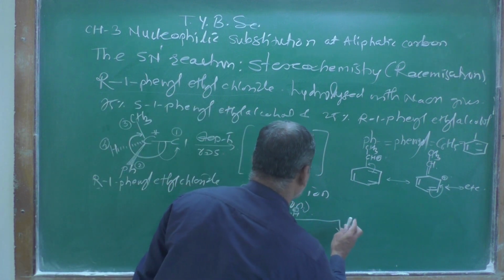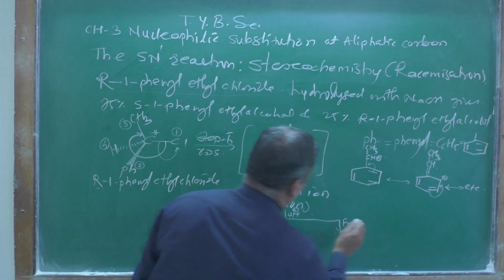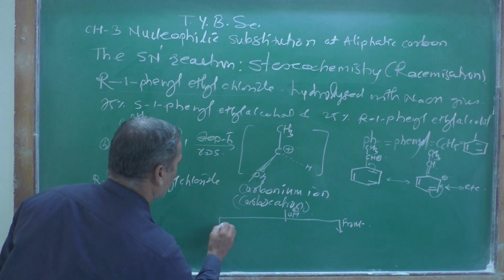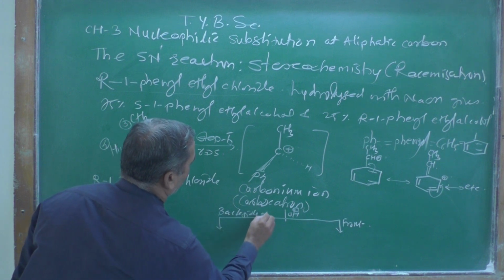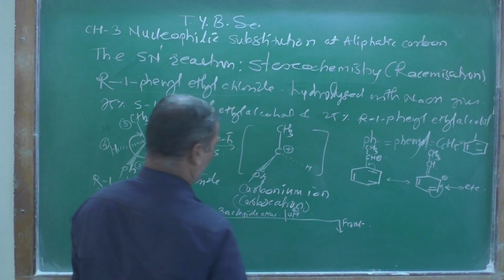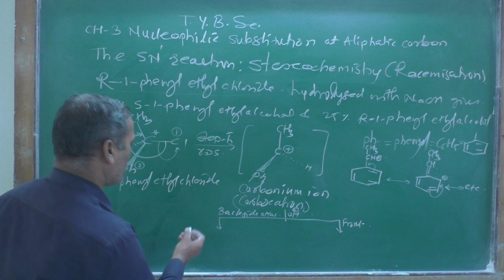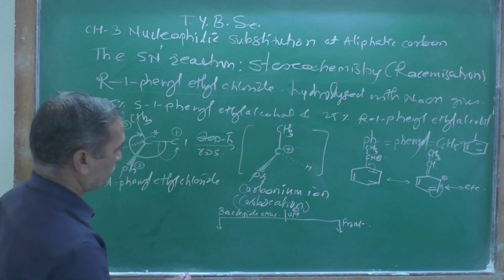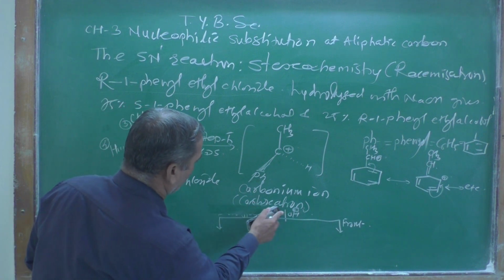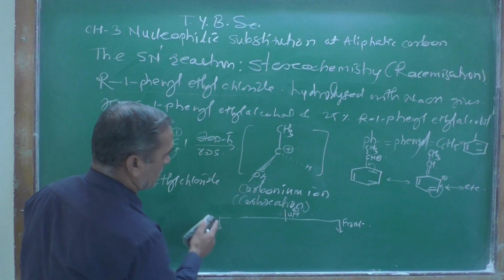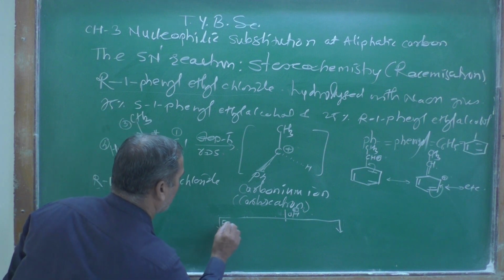Suppose here is a front side attack, and here suppose is a back side attack on this. What do you get when the nucleophile attacks from the back side? Let me draw first. Here is the front side. This is a front side attack.